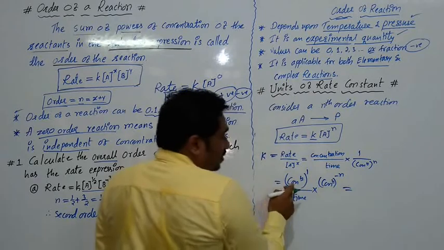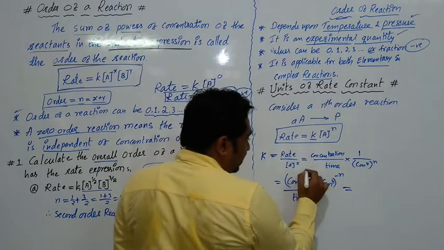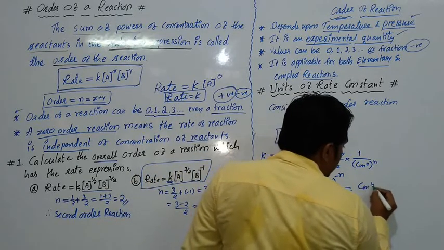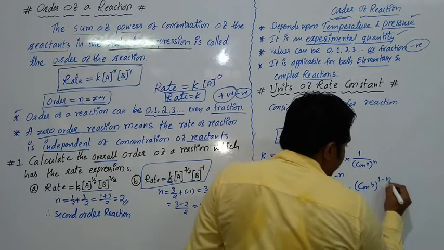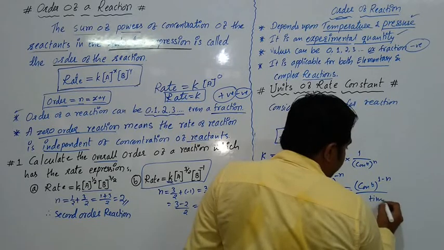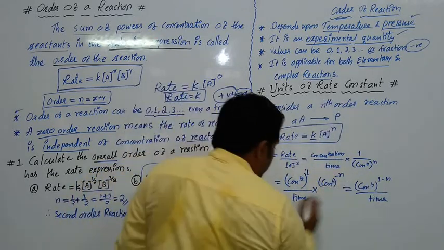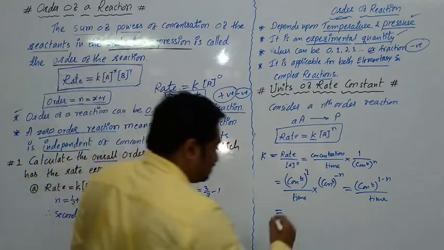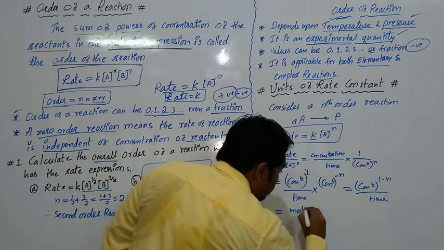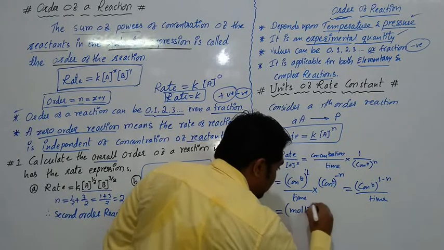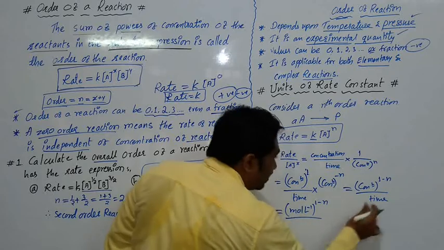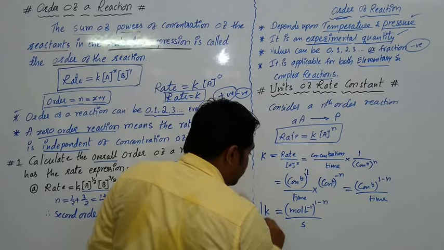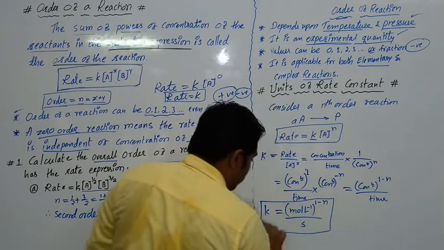How can we write it? The bases are the same. Here also concentration raised to 1, and concentration raised to minus n. So we can write concentration raised to 1 minus n divided by time. What is the unit of concentration? The concentration is expressed in mole per liter. Mole per liter raised to 1 minus n divided by time, expressed in seconds. So this is the unit of the rate constant.